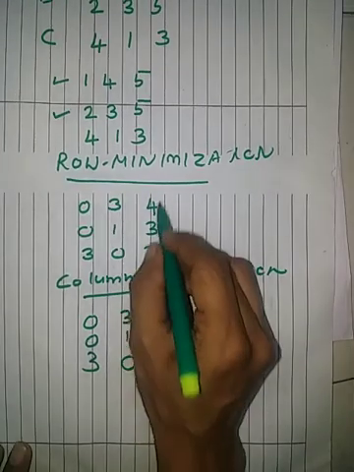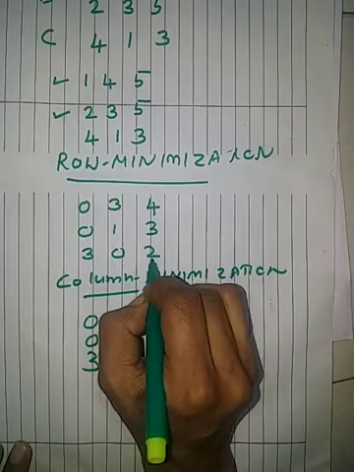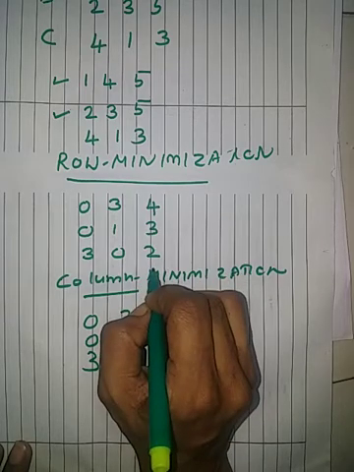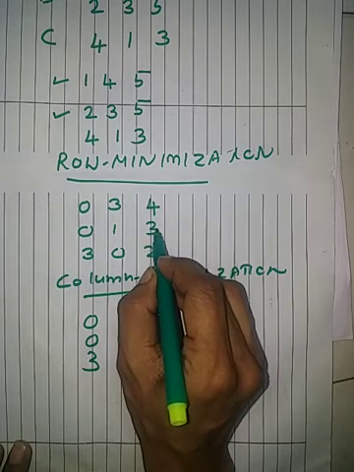Last column, minimum is 2. Subtract 2 from the entire elements of the last column. That is 4 minus 2, 3 minus 2, 2 minus 2.